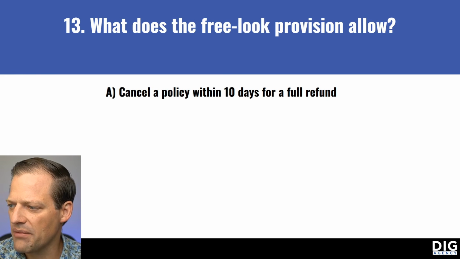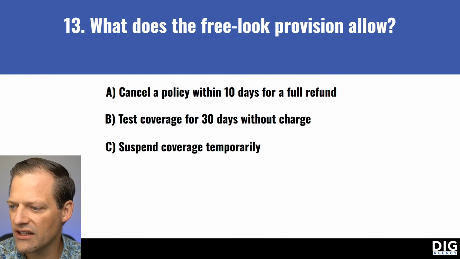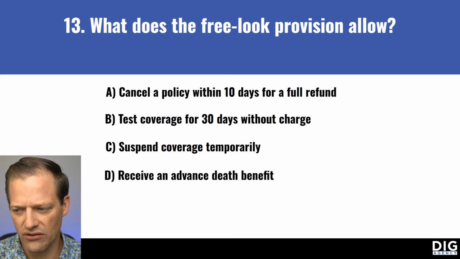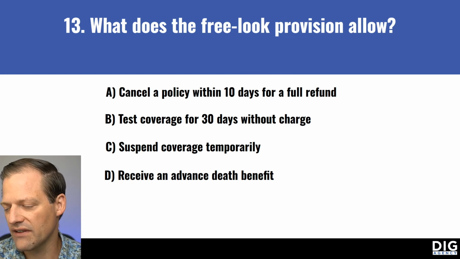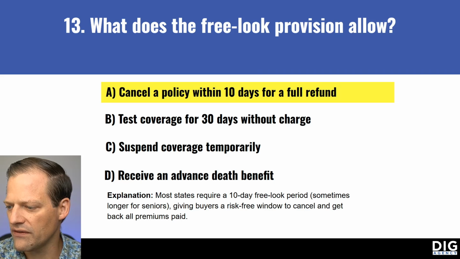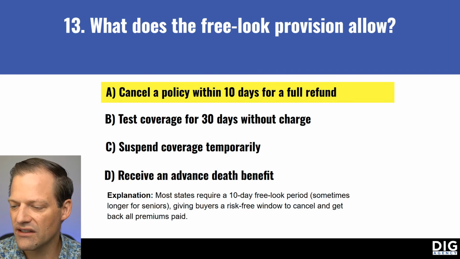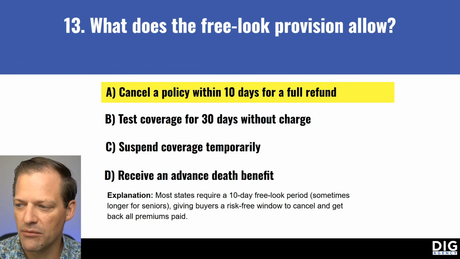What does the free look provision allow? Does it A, cancel a policy within 10 days for a full refund, B, test coverage for 30 days without charge, C, suspend coverage temporarily, or D, receive an advanced death benefit? The answer is cancel a policy within 10 days for a full refund. So the explanation is most states require 10-day free look periods, and sometimes they're longer for seniors. That gives buyers a risk-free window to cancel and get all the premiums paid back. So just remember, 10 days is standard for free look provisions.